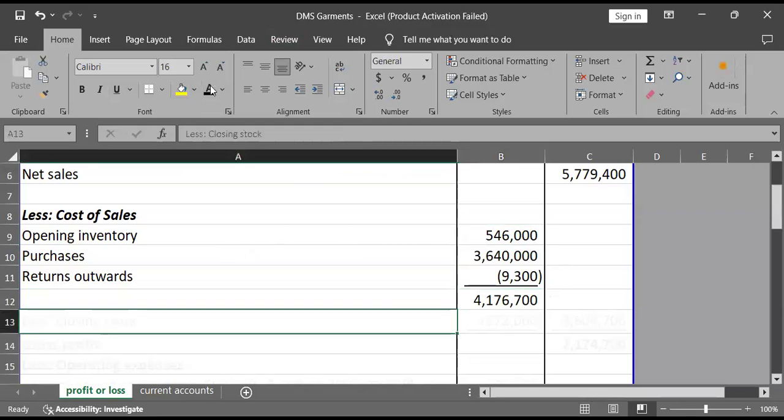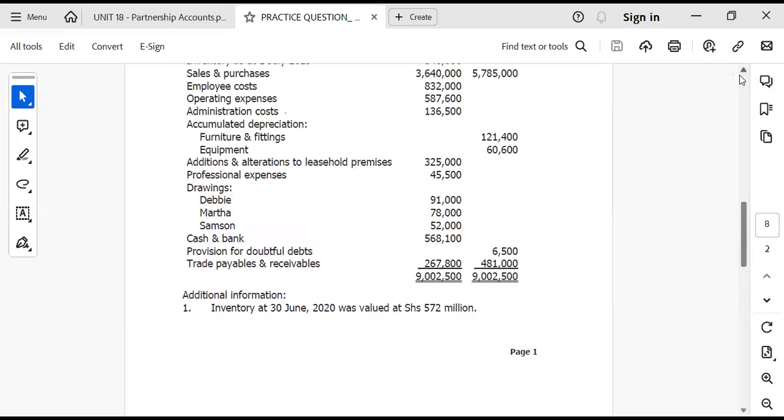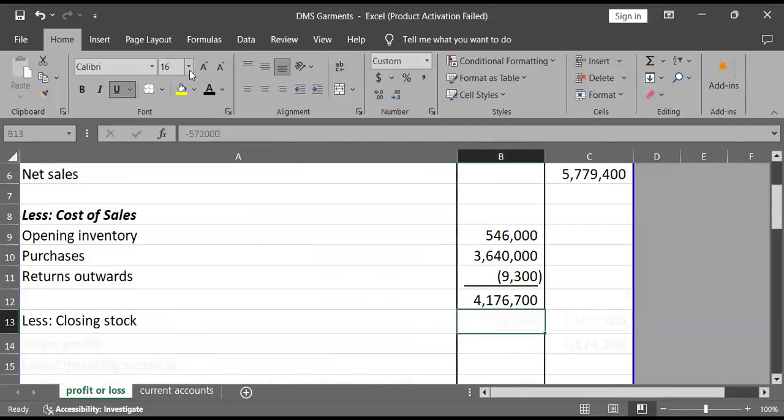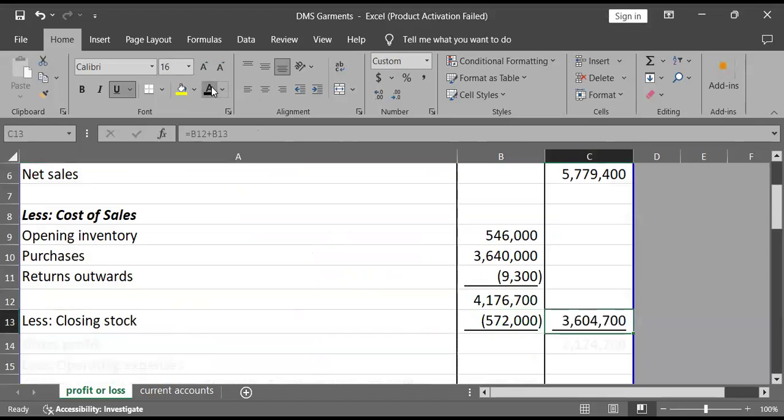And then of course we shall remove the closing stock. Closing stock inventory as at 30th June was valued at 572 million. So I'm going to show my closing stock being valued at 572 million. That is going to leave me with a total cost of sales value of 3.6.